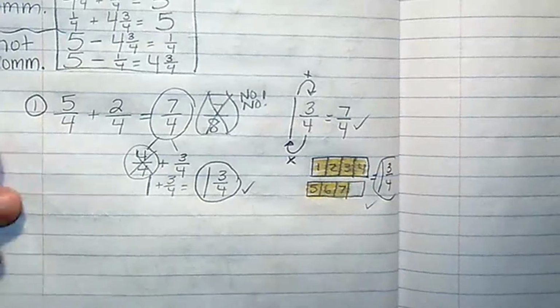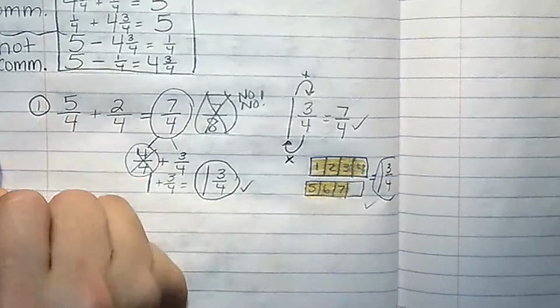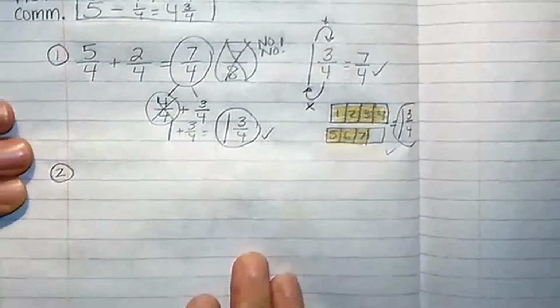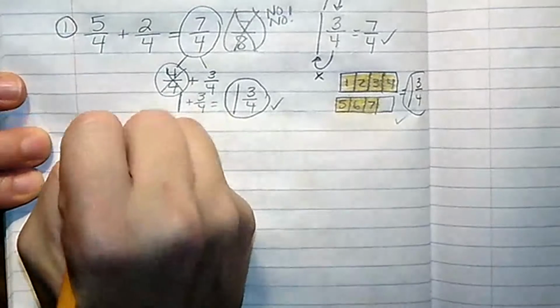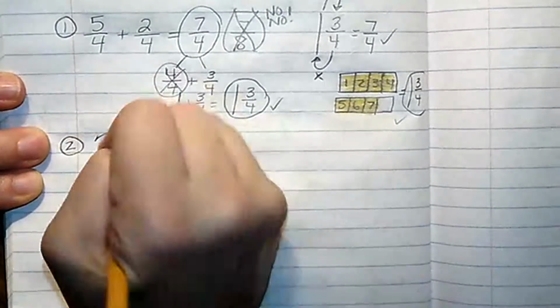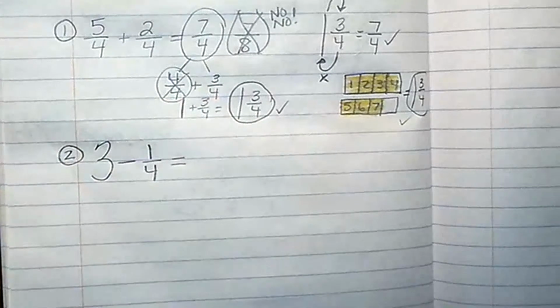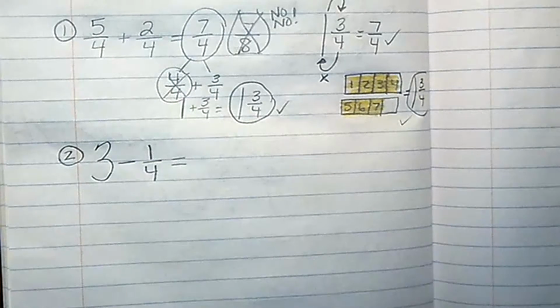Let's try adding and subtracting from a whole. So here's number 2. I want to take 3 wholes. I want to take away 1/4. I know what a too-fast 4th grader would do. They would add it together and say 3 and 1/4. But we have to take away. So we have 2 choices.